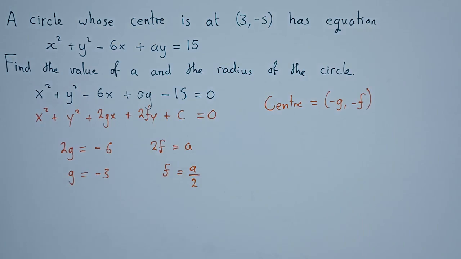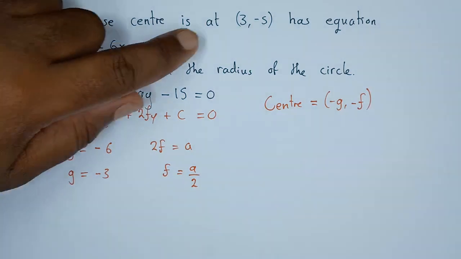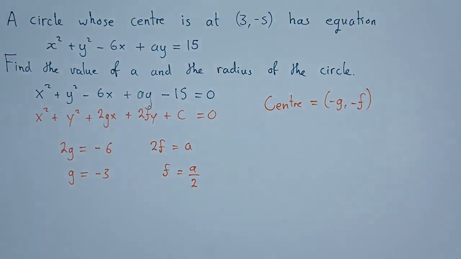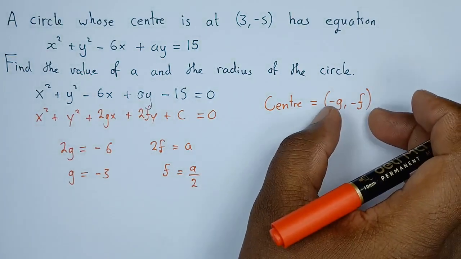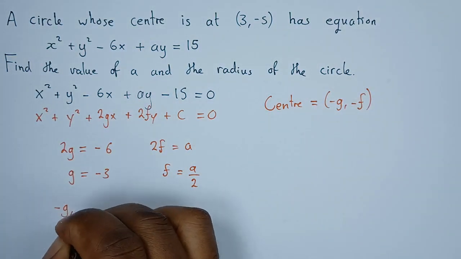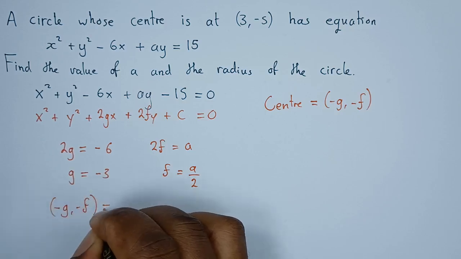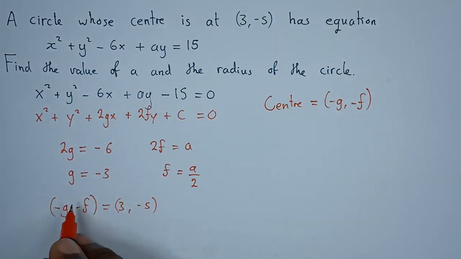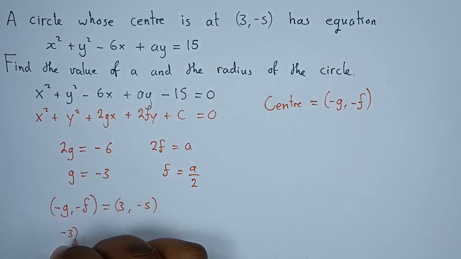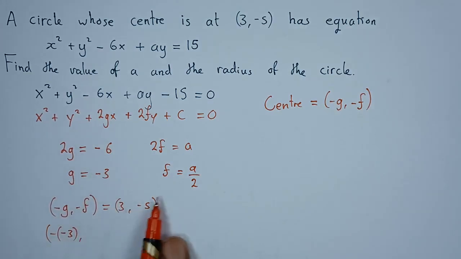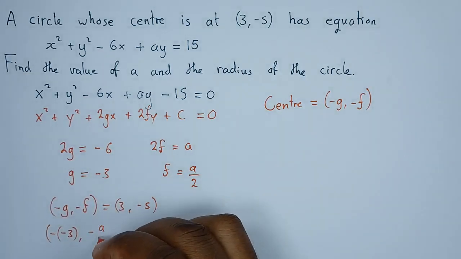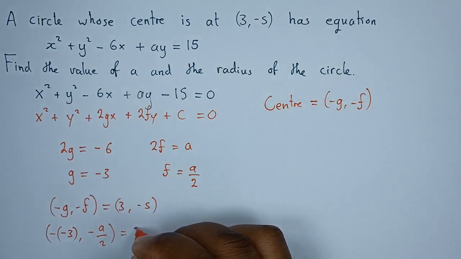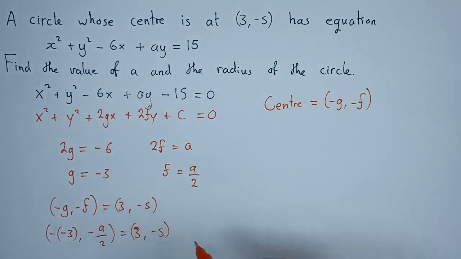Okay. So now that we have that, remember that the center, we've been given the center already, which is up there. Remember, center is written like this. So negative g, comma, negative f. But the center we've been given, which is 3, negative 5. So here where there's g, we're going to replace it with negative 3. Then where there's f, we're going to replace it with a over 2. So this is equals to 3, like that.